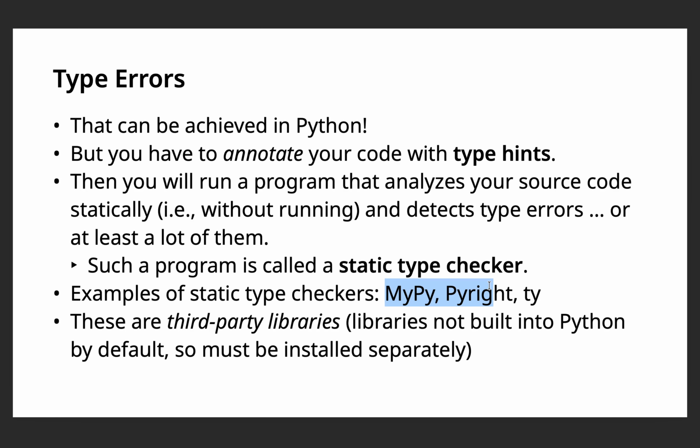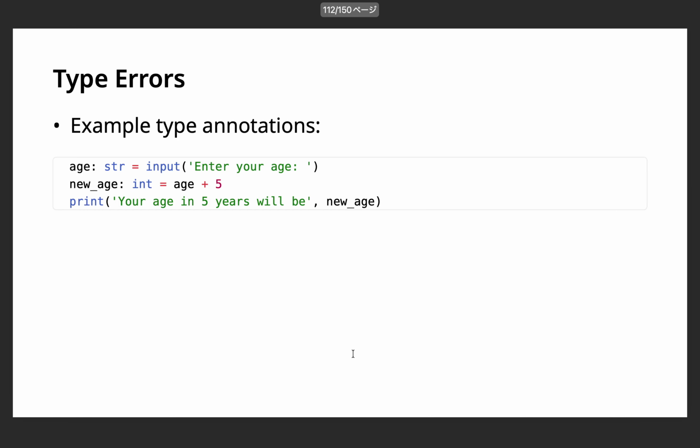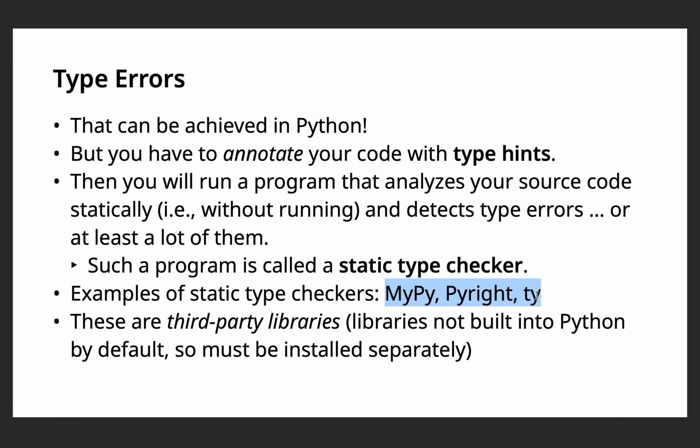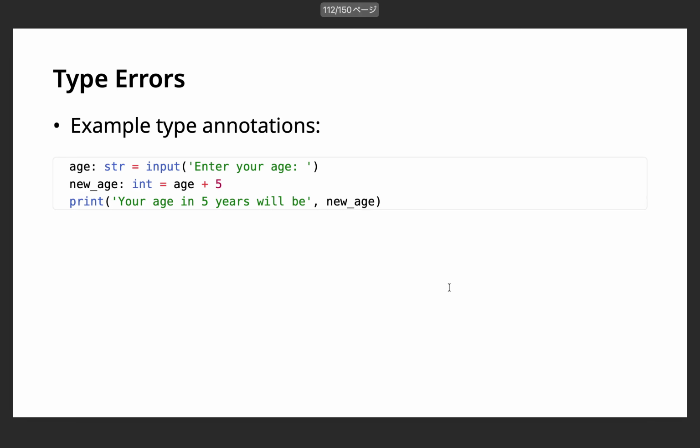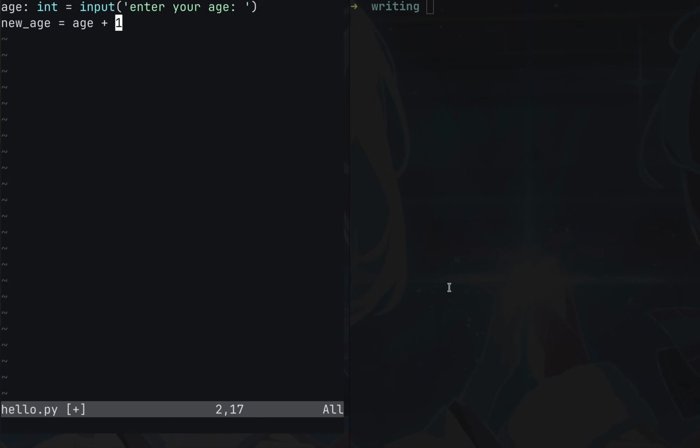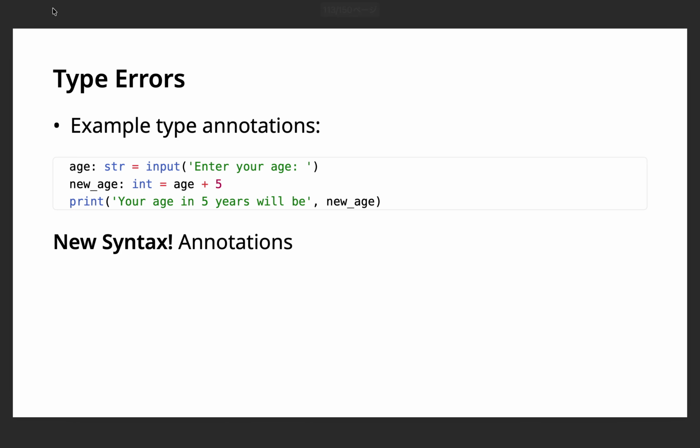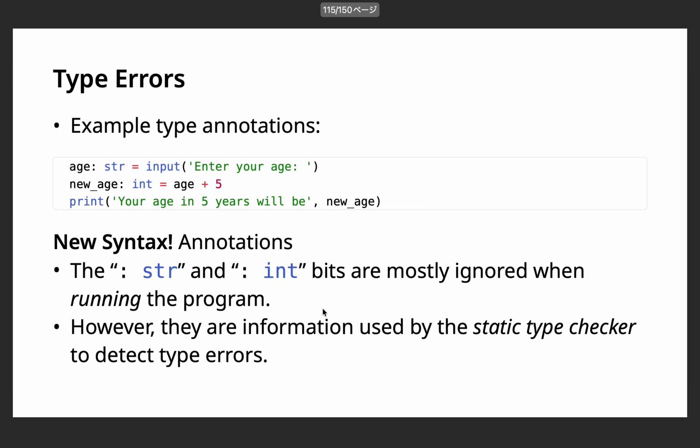Okay, these are some of the common type checkers that you might use. Note that these are third-party libraries. These are not built into Python itself. So you will have to install these if you want to actually check for the types in your program. Again, a type annotation looks like this. After the variable, you have a colon, then the type. Alright, so these are type annotations.